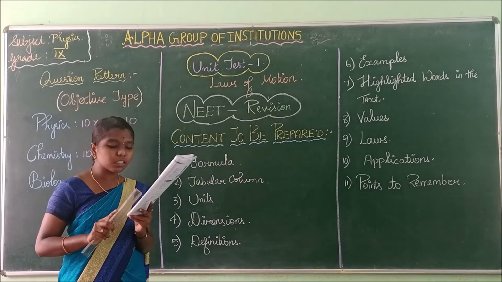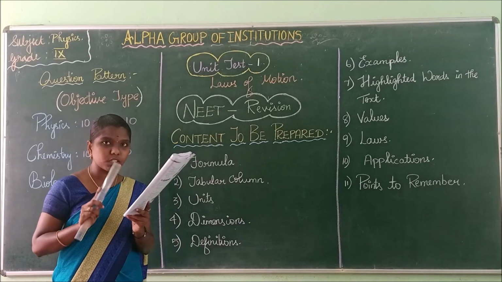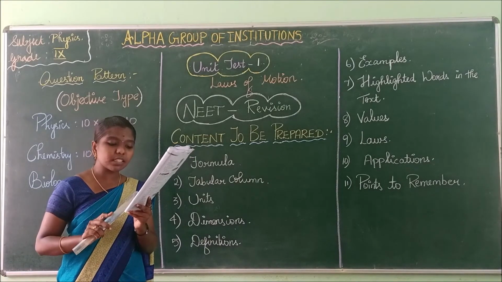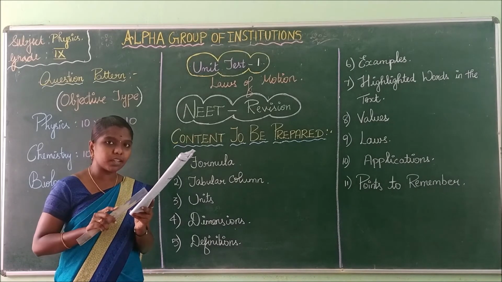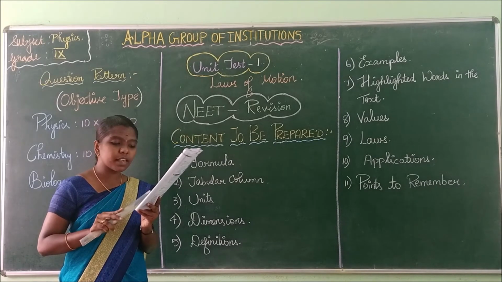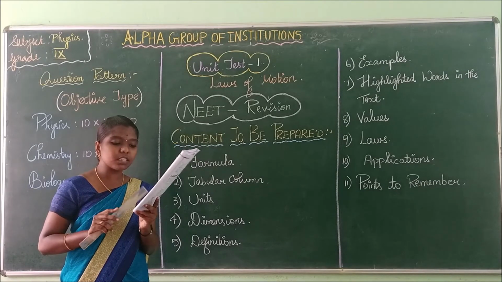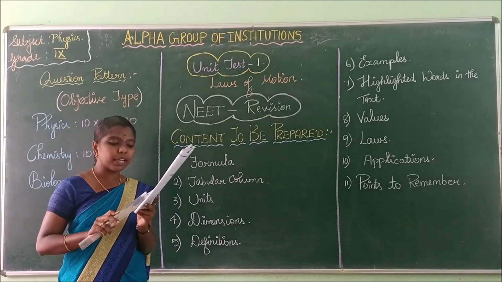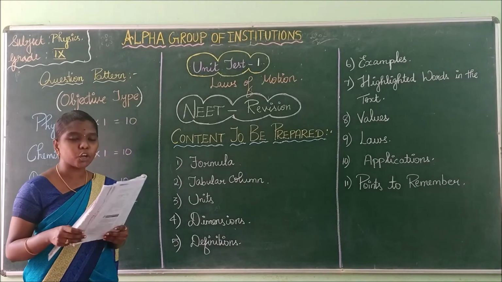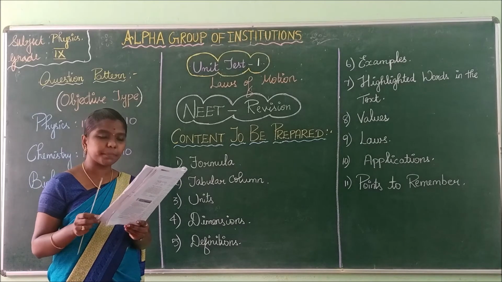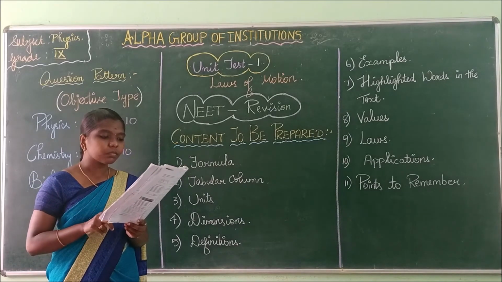Next, in the same paragraph, the unit of force is Newton. Underline the word Newton. The SI unit of force is Newton. In the CGS system, the unit of force is dyne. Underline the words Newton and dyne. You have to look at the question carefully, whether they are asking in the SI system or the CGS system. Is it clear? Yes.